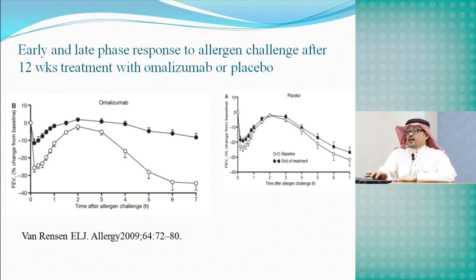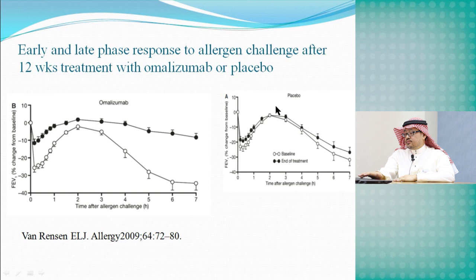Van Ressens and his group show the early and the late phase response to allergen challenge after the 12 weeks treatment with omalizumab and/or placebo, which shows obviously, with the presence of the treatment of anti-IgE, the clinical improvement compared to the placebo.